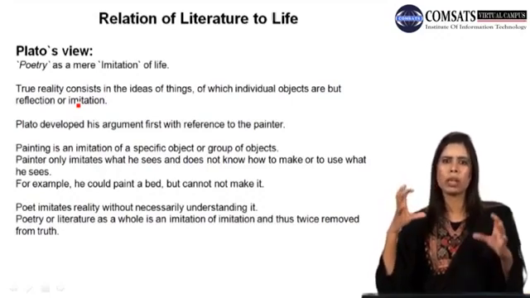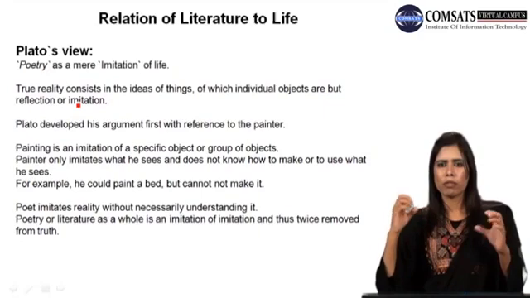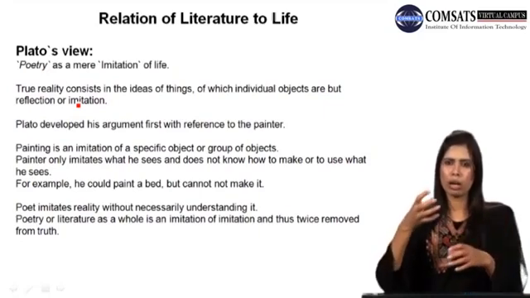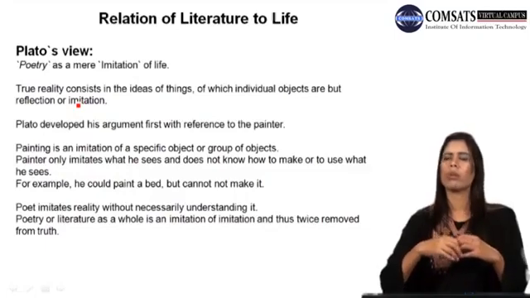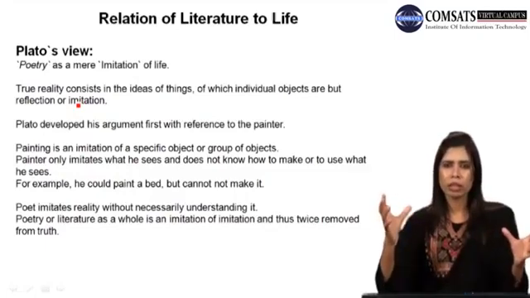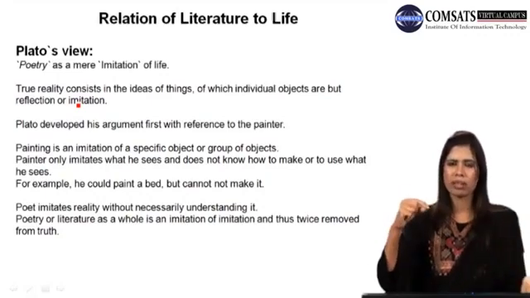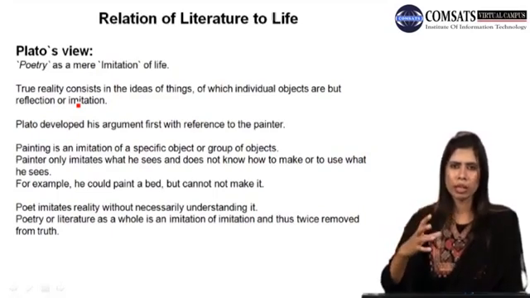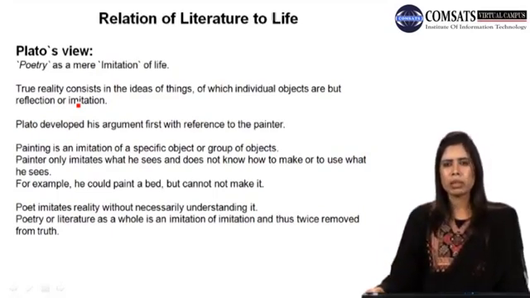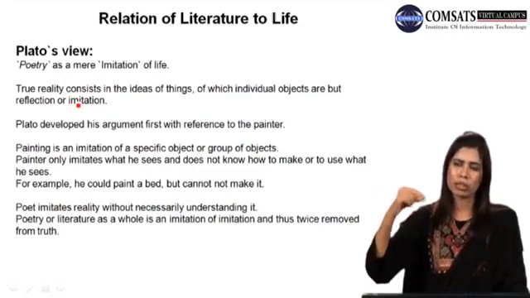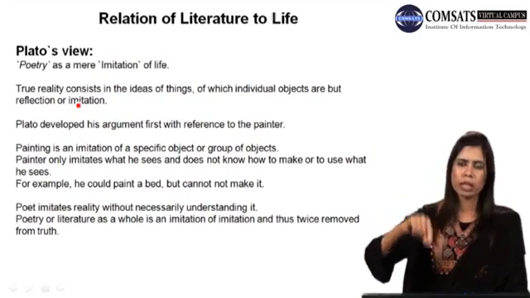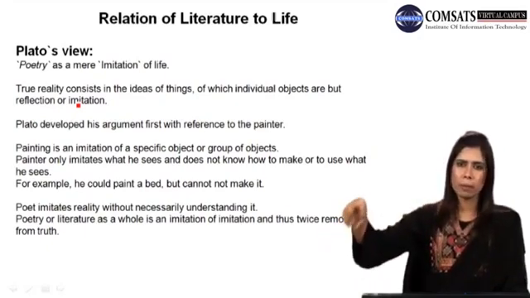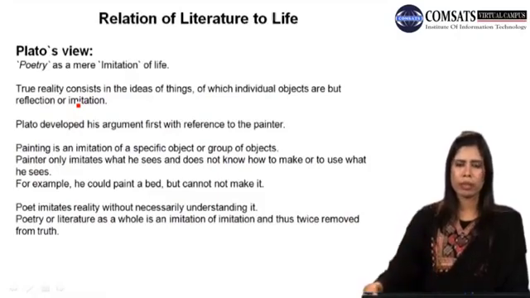For example, if they want to paint a mountain or a flower, basically they do not know how to make a real flower. Obviously they cannot make the mountains, so they can just paint them. That is why this is just an imitation, a copy of the mountains, a copy of the flowers and other things. For example, a painter can paint a bed but cannot make it. So painting is just an imitation. He or she can just paint the bed but does not know how to make a real bed.